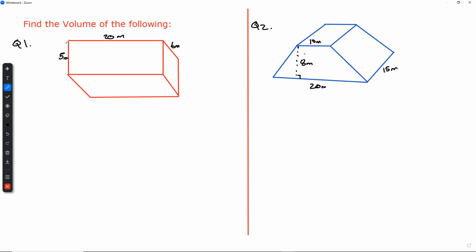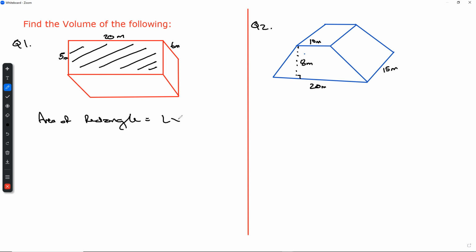Now, the first thing I'm going to do is look at this rectangle over here and find that rectangle's area. The area of the rectangle is given by length times width. Now let's pick out the length. You can see that is the length because it's how long it is, and that is the width. The 6 has no play inside the area of this rectangle. So we take 20 and multiply it by 5, and 20 times 5 comes to 100 meters squared.